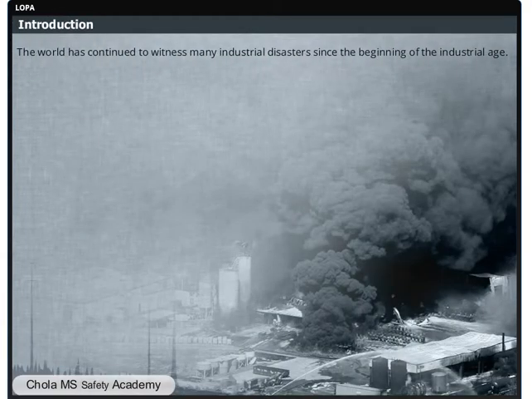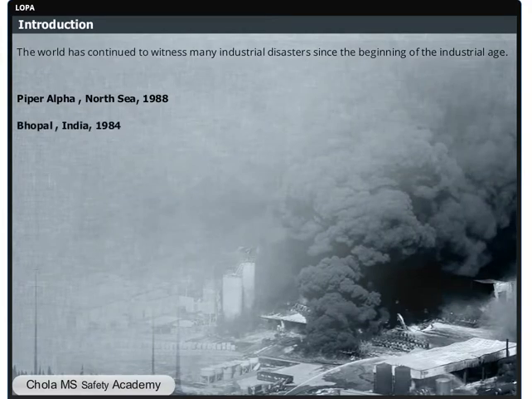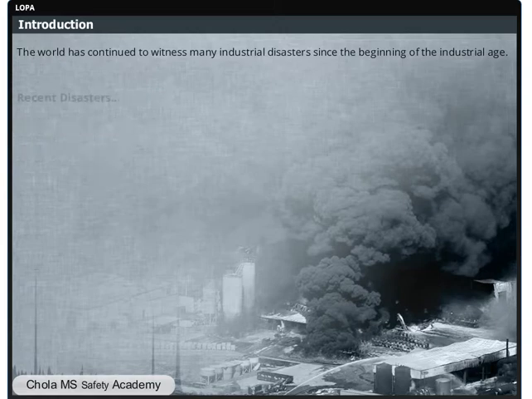The world has continued to witness many industrial disasters since the beginning of the industrial age. Many of them, like the Piper Alpha oil platform incident, the Buncefield fire, or the Bhopal Gas tragedy, have cost us dearly. These incidents have also caused many safety practices to come into play and also caused legislative changes in the process. Some recent huge industrial disasters include the following.